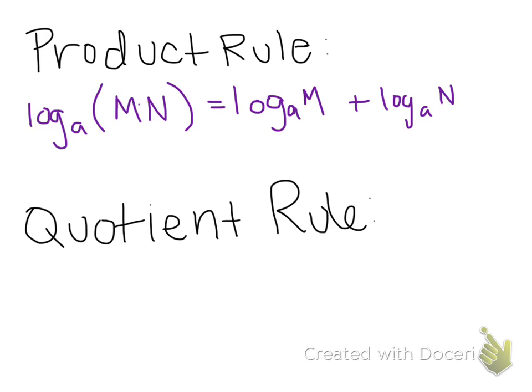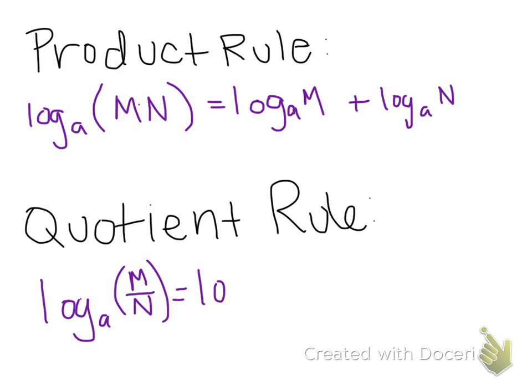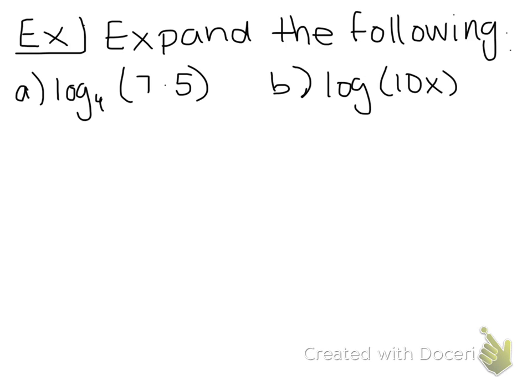Similarly, this works with quotient. So if I have log base A of the quotient M divided by N, I can split this up as log base A of M minus log base A of N. So notice the two values each get their own log and there are different symbols separating them. This is what we call the condensed version, and your job is to expand these.